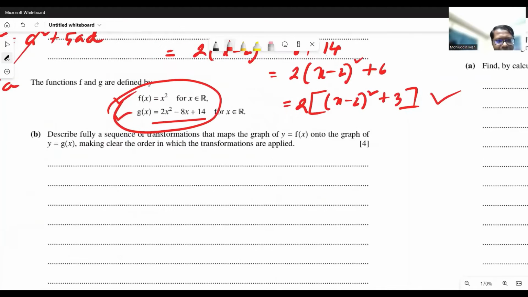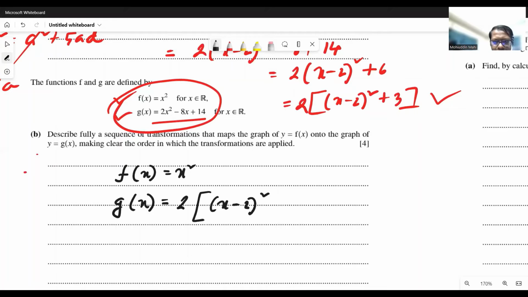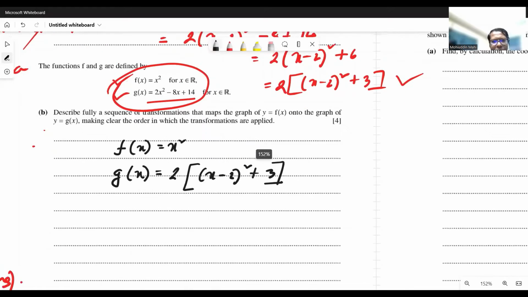So f of x is x square, and let's write down g of x in the completing square form that we got in question a. So 2 times (x minus 2) whole square plus 3. Now it will be easier for you to understand the transformation. Now look here. At the position of x, now it's x minus 2. So that means there is a horizontal translation.